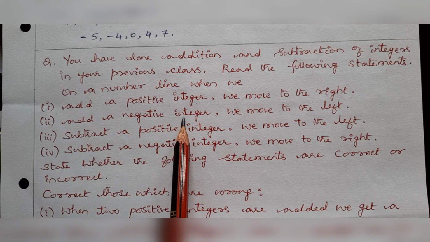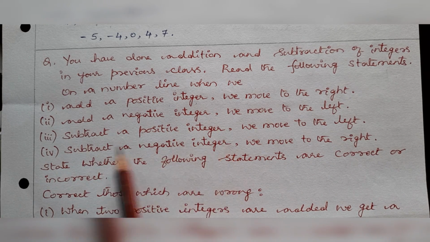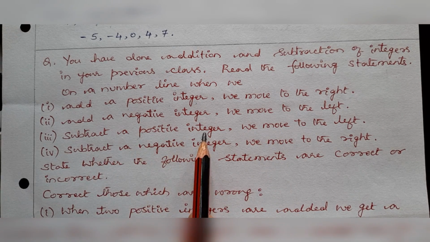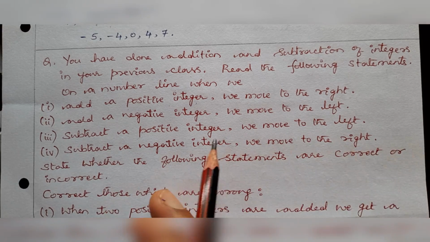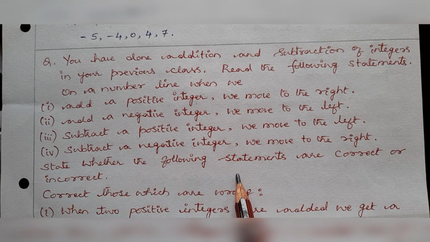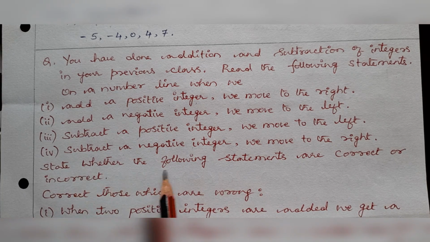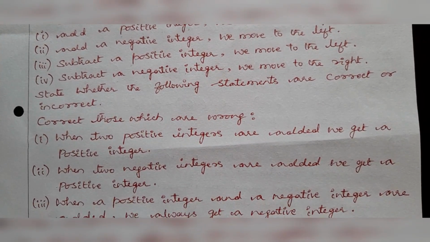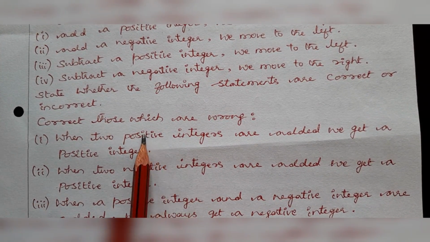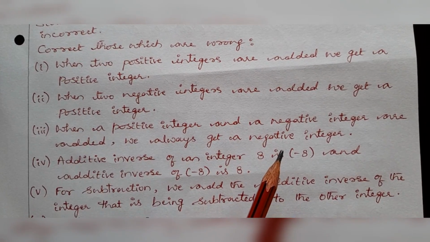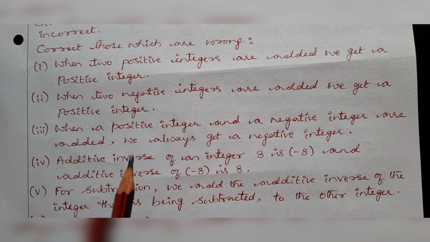Add a negative integer means from 0, we move to the left side. Subtract a positive integer means we move to the left. Subtract a negative integer means we move to the right side. State whether the following statements are correct or incorrect. Statements correct idiya illa inform maadbeku. Correct those which are wrong. So illiro statement wrong agidre correct maadbeku.